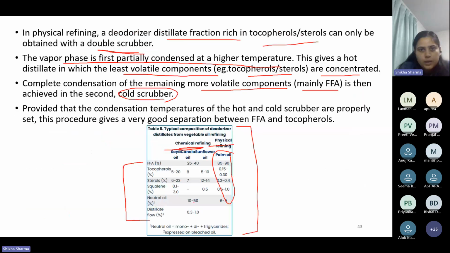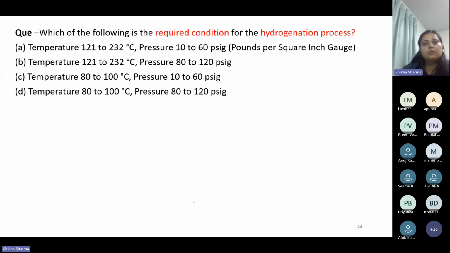Thank you, students. Let's move to the next question, which is about hydrogenation. Which of the following is a required condition for the hydrogenation process? Temperature from 121 to 232, or 80 to 100, or the pressure from 10 to 60 pounds per square inch gauge, or from 80 to 120. Which option is correct about the hydrogenation process?